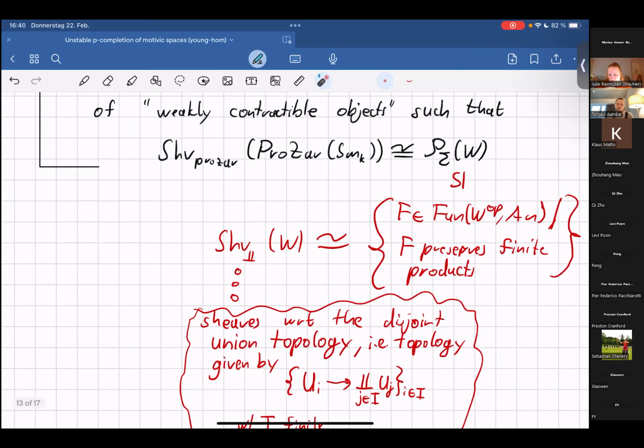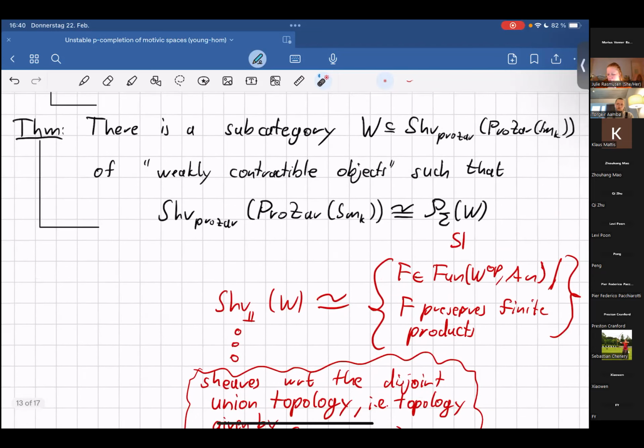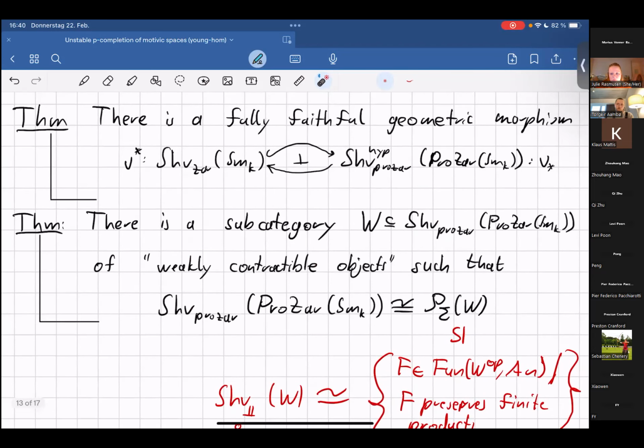And the idea is, what are these weakly contractible objects? So if you know some condensed mathematics, then you have maybe seen that you can embed sets into the category of condensed sets, or similarly, you can embed anima into the category of condensed anima. And in condensed mathematics, you can show that condensed anima is isomorphic to P sigma of W, where W is the category of extremely disconnected compact Hausdorff spaces.